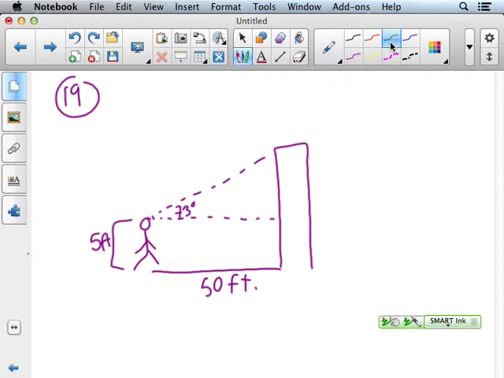Well, I know that since she's 5 feet tall, this is also 5 feet. I also know that if this is 50 feet on the bottom, this is 50 feet here. What I don't know is this. But I know this is a right triangle, and I can do a trig function. So here's my angle. This is the opposite side that I want to find, and this is the adjacent side that I'm given. So what function should we use? SOHCAHTOA, tangent.